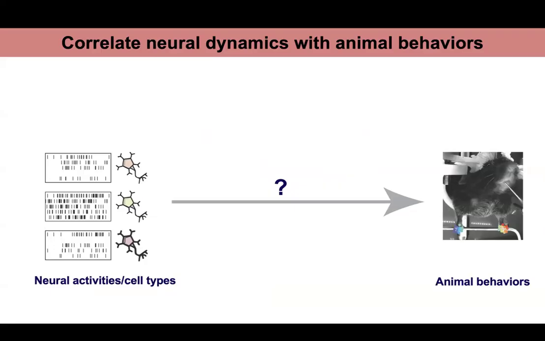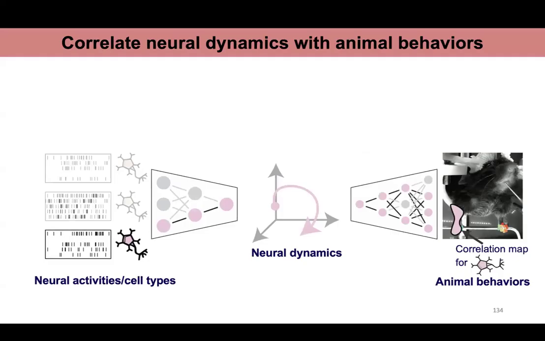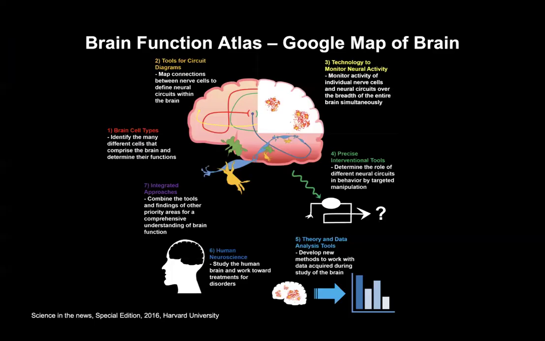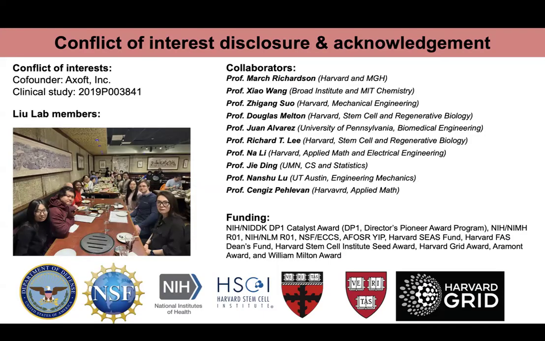And then we want to use this multimodal data to train the AI agent and then, in the end, dissect the AI agent to tell us the correlation between different neural activity, cell types, and animal behavior. We hope that we can build this brain functional atlas, really functioning like a Google Map of the brain, to tell us further targets for brain recording and stimulation. So that will be the end of my talk.